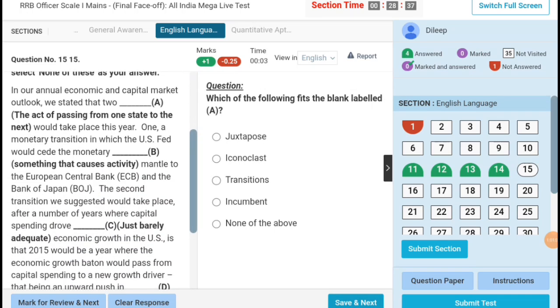In our annual economic and capital market outlook, we stated that 2, the act of passing from one state to another. We stated that 2 transitions take place here. Transitions, in which the US Fed would cede the monetary gain.